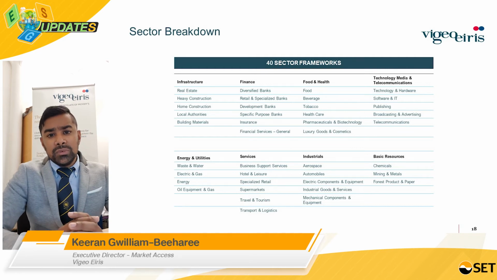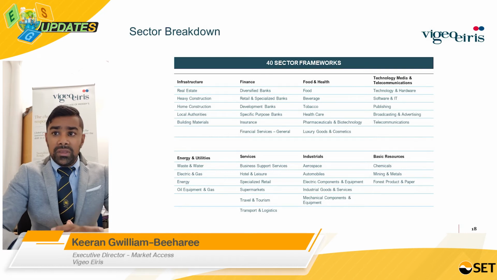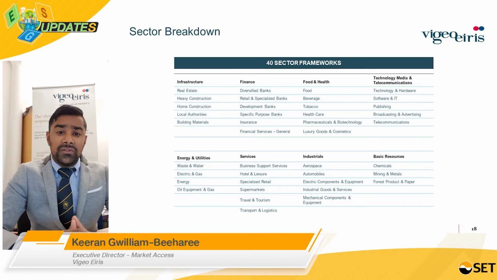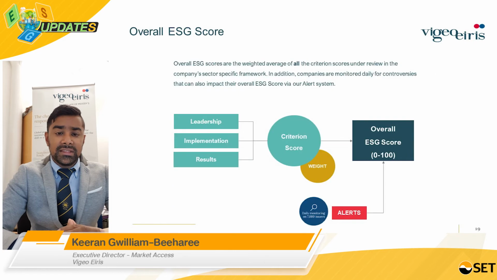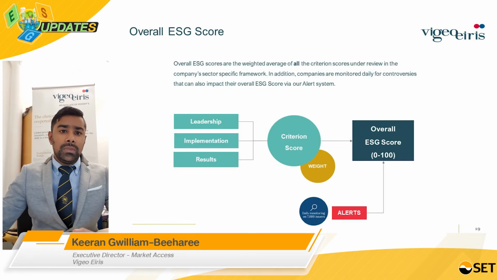On this slide, you're able to see the 40 sector frameworks that we use for assessing companies. And so any given company will be housed within these. And at Vigeo Eiris, we have dedicated research teams that are specialized in understanding the sector issues at this level.